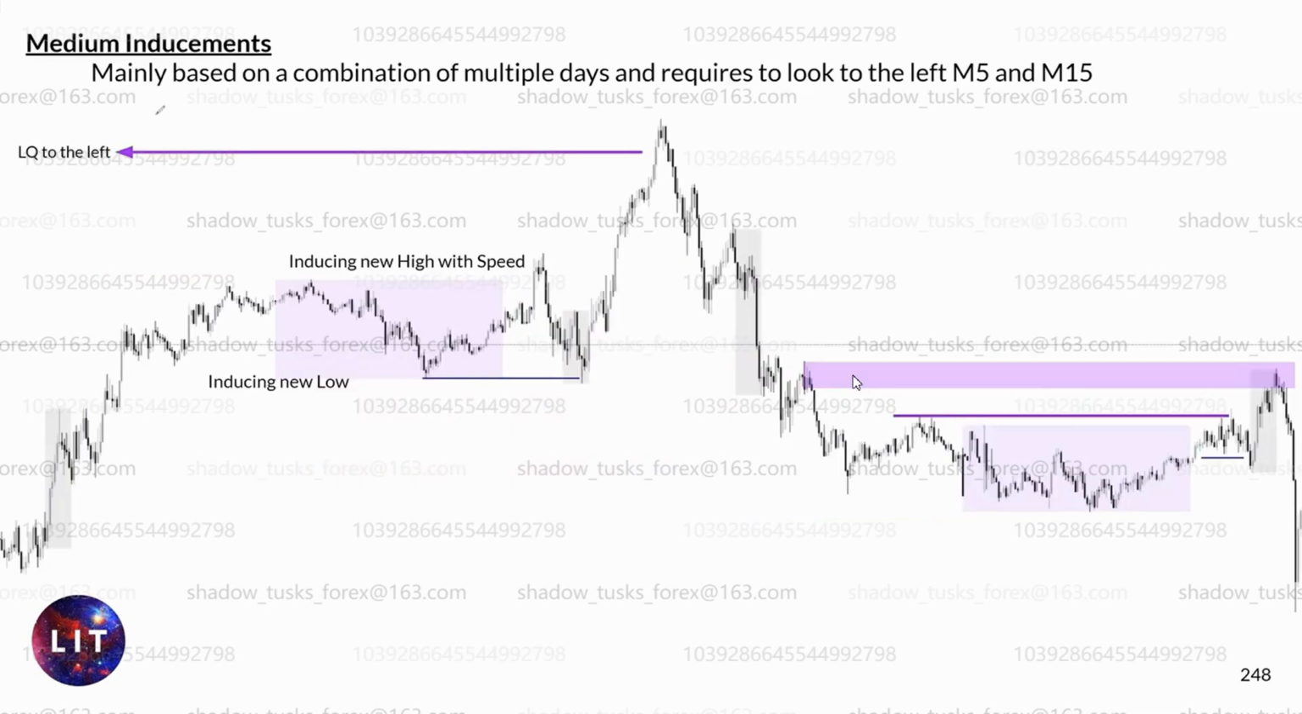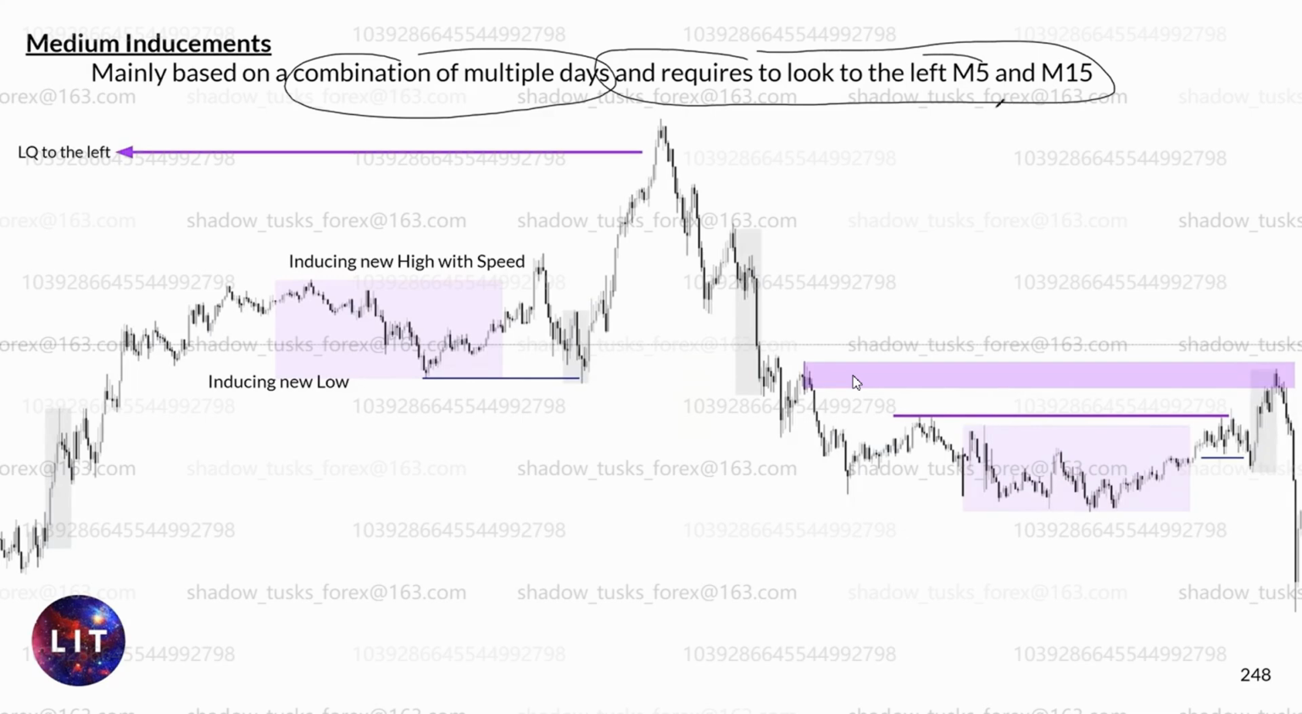Medium inducements are mainly based on a combination of multiple days, right? It requires looking to the left, can be the M5 and also the M15, or of course just a previous day structure. So the moment you look to the left and see something like a structure point in here that is way more to the left, even more than yesterday's structure, that is immediately called a medium inducement, right? Because this actually induces multiple time frames and also multiple days' liquidity.